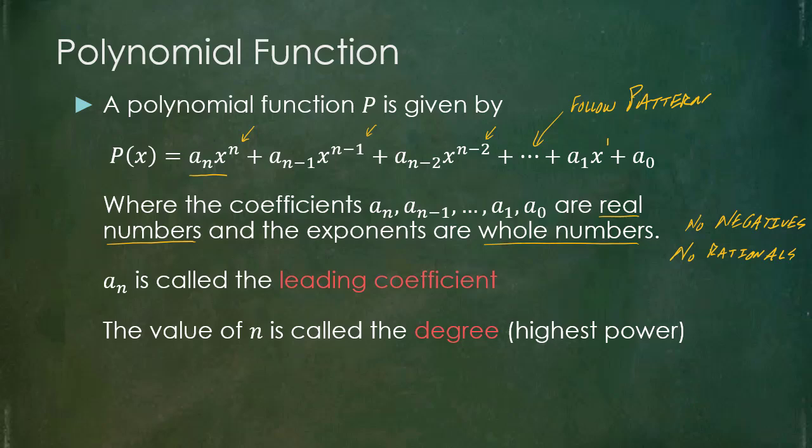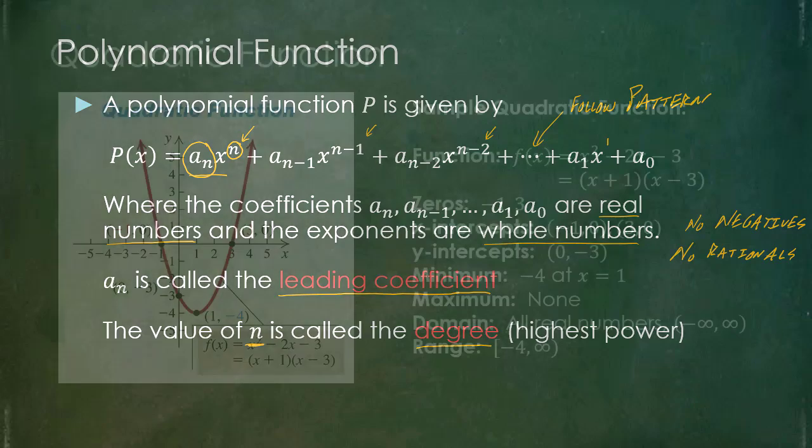Now, some terminology to get used to is the number in front of that highest power term, this a subscript n, is what's called the leading coefficient. So you can always think of the leading coefficient as the number in front of the highest powered term. Then that value of that power on that highest powered term, which notice that was the power on x, is what we actually call the degree of that specific polynomial. So for quadratics, all quadratics have a degree of 2 because that's the highest power we would see.